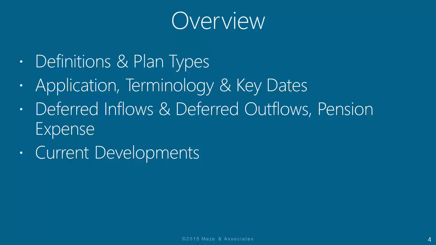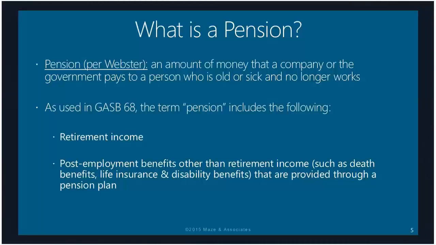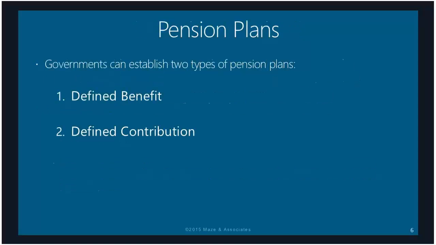It also is expanded to include retirement income and other things such as death benefits, life insurance, and disability benefits. So it just has a wider breadth besides paying money to a person who's no longer working. Now, there are two different types of pension plans, a defined benefit plan and a defined contribution plan. And it's good to keep in mind between the two plans as we move forward.